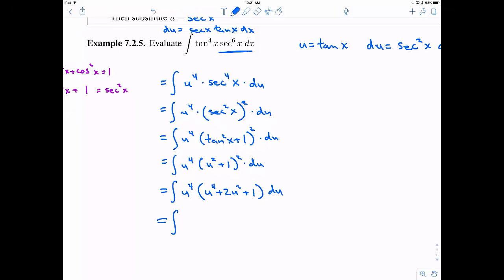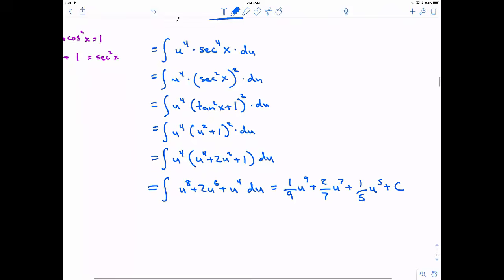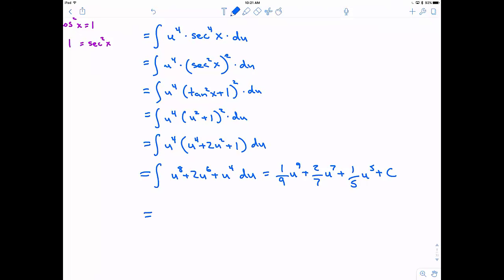Okay, so now we're safely in Calc 1 world. Let's distribute this u to the fourth, and now we just need to integrate. So I get 1/9 u to the 9th plus 2/7 u to the 7th plus 1/5 u to the 5th plus my constant of integration. Resubstituting back in tangent, we get 1/9 tangent to the 9th of x plus 2/7 tangent of x to the 7th plus 1/5 tangent of x to the 5th plus my constant of integration.